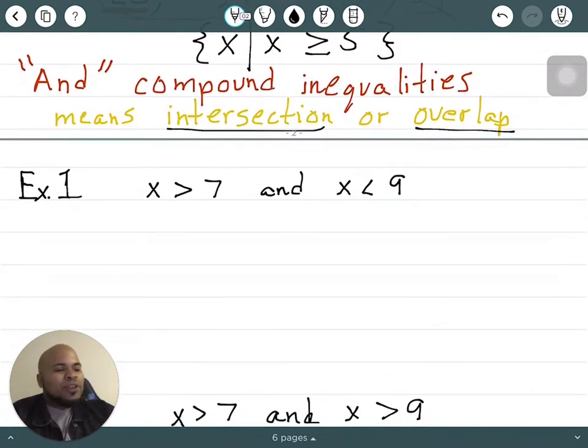So now let's talk about the and statement, because with the and statement, we'll be able to solve inequalities, okay? So let's talk about it. And hopefully this will make sense.